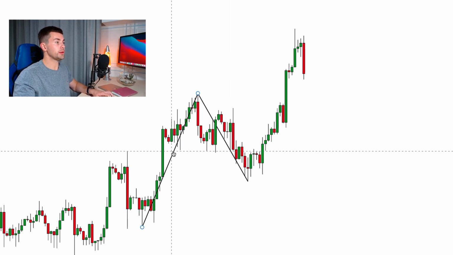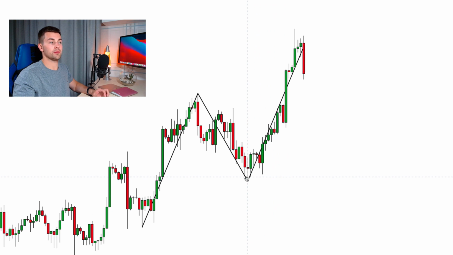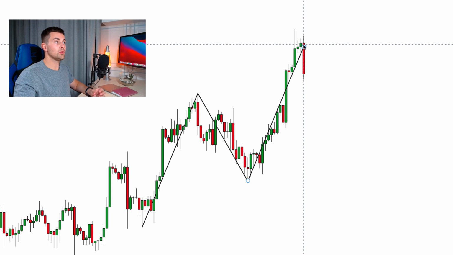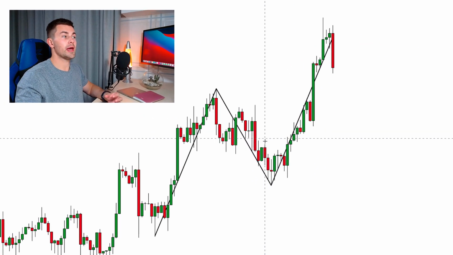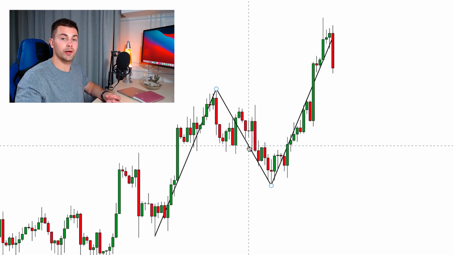So what we do right here, we simply copy and paste the initial impulse, and we drop that from the completion point of the retracement leg. And look what we have right here. Here we have a perfect example of a completed bearish harmonic ABCD pattern.